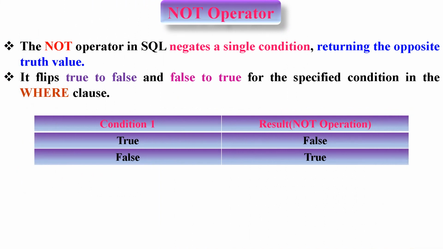The NOT operator in SQL negates a single condition, returning the opposite truth value. It flips true to false and false to true for the specified condition in the where clause. If condition 1 is true, result is false, and if condition 1 is false, the result is true.